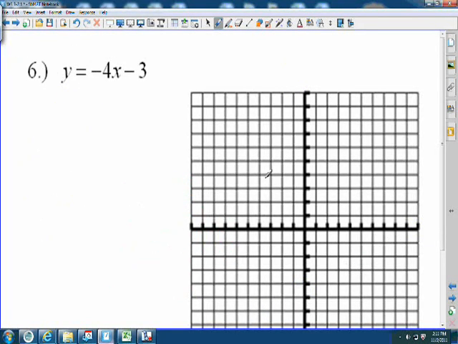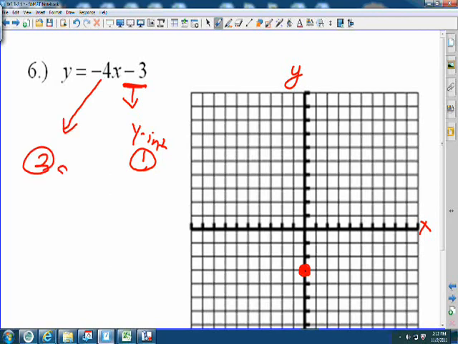My next one, step 1, plot the y-intercept. So here's my x, here's my y. I'll go down to negative 3, put a dot. That's always step number 1. Step 2 is my slope. Right here it is negative 4. The problem is it's not written as a fraction, so I need to put it over 1. Anytime it's a whole number, you do that. Now the top number is negative, so it's telling me to go down 4. Bottom number, always go to the right.